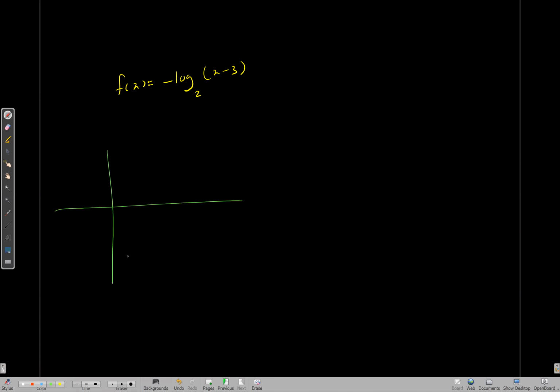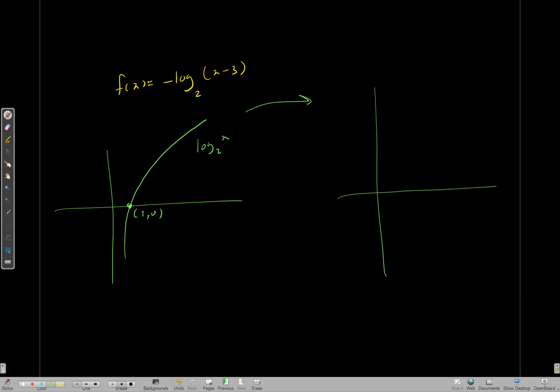I will start with log base 2 of x, which looks like this, and this point is (1, 0). And I will shift these 3 units to the right. So that means I'm going to draw actually log base 2 of (x minus 3), not this one. See, this one you have a minus sign in front of it. So what this will do, 3 units to the right. So this point will go to the new point, 1, 2, 3, so (4, 0).